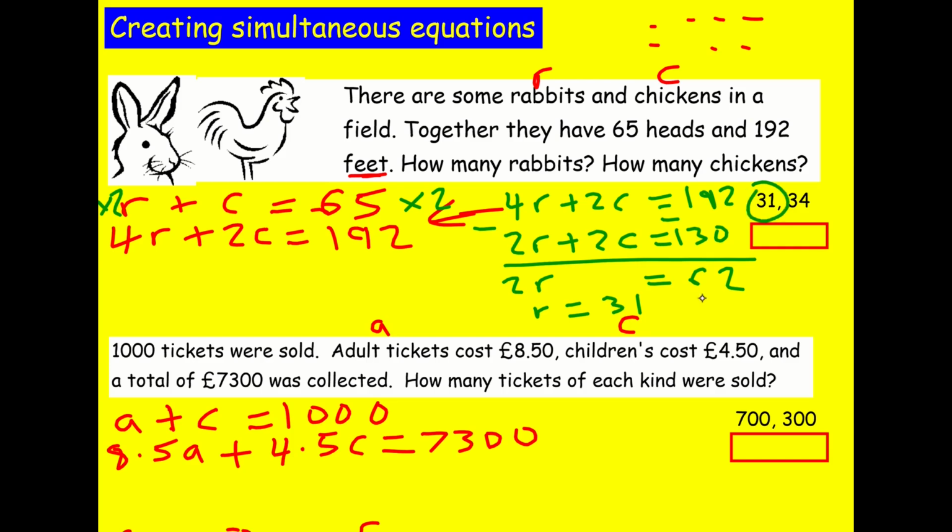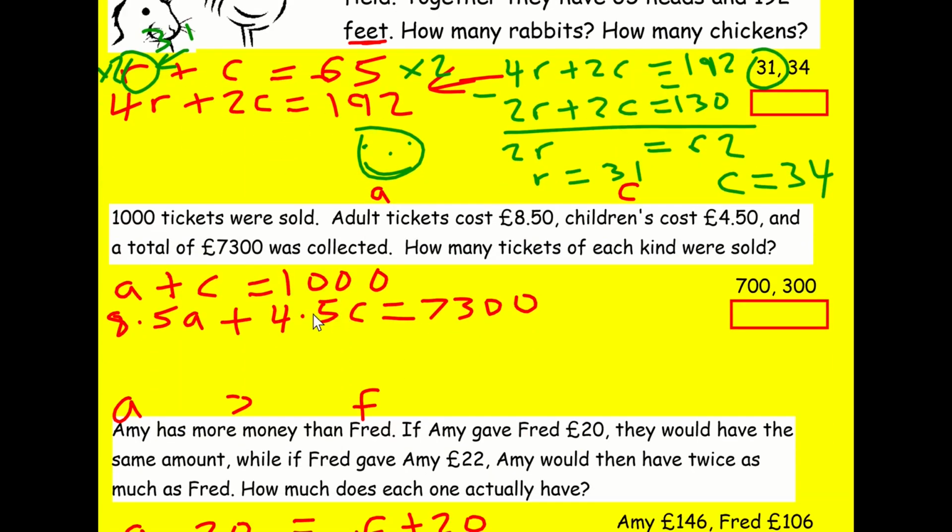We can then substitute it back in, put 31 in here. I would put it back into one of the original ones, it's just a bit simpler. Okay, so then I can do 65 minus 31, and that's going to give me c is 34, and I've done the first one. Brilliant. Second one, we've got our simultaneous equations.